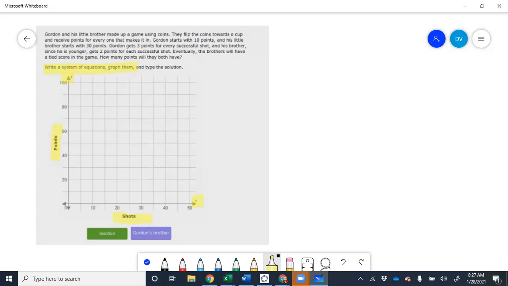In this problem, we frequently use x and y, but instead of x, we're going to use shots, or S for shots. Instead of y, we're going to use points, or P for points. I'm going to make a note of that.